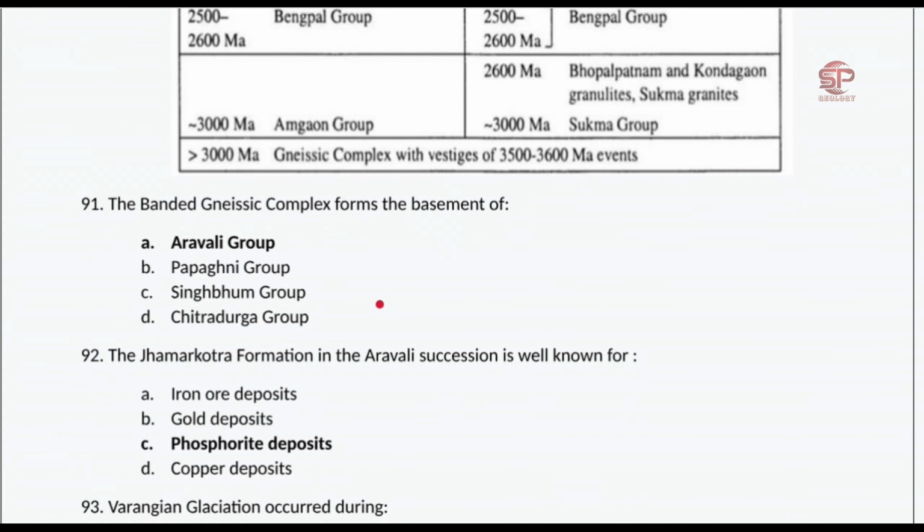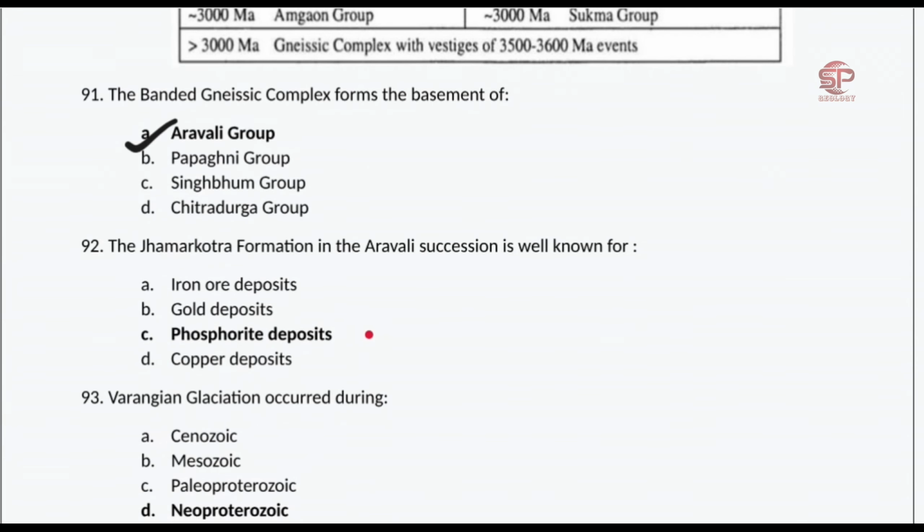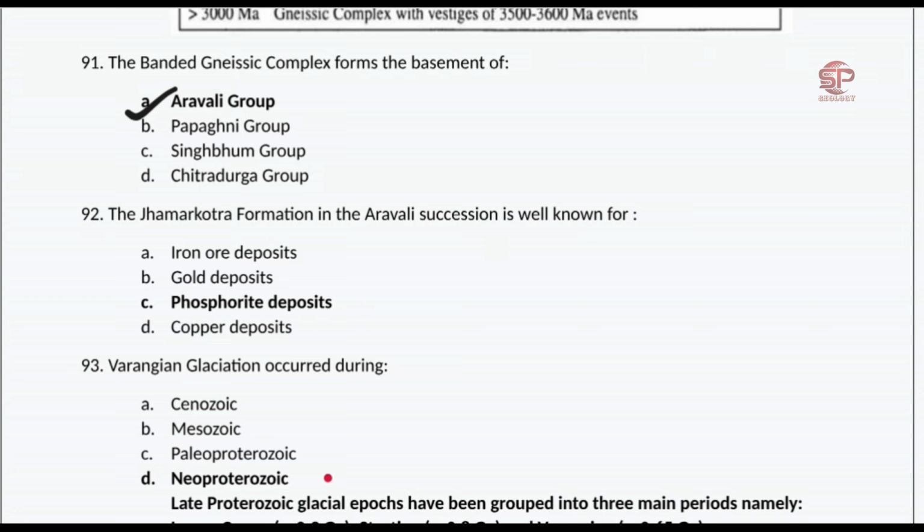Then the Bandan DC complex is obviously Aravalli. It is the basement of Aravalli, which is equivalent to the Peninsula DC complex. Then the Jamara-Kotra formation of the Aravalli succession is well known for phosphorite deposition.